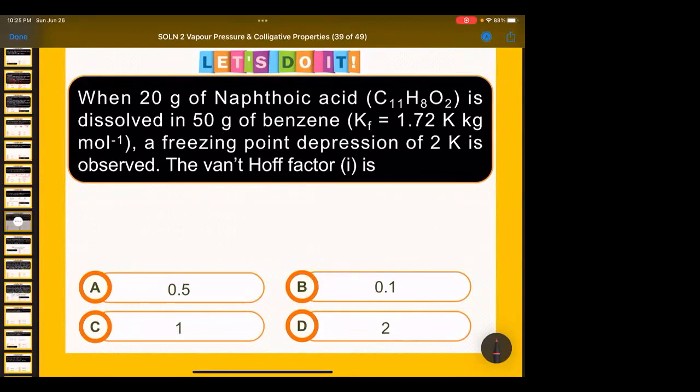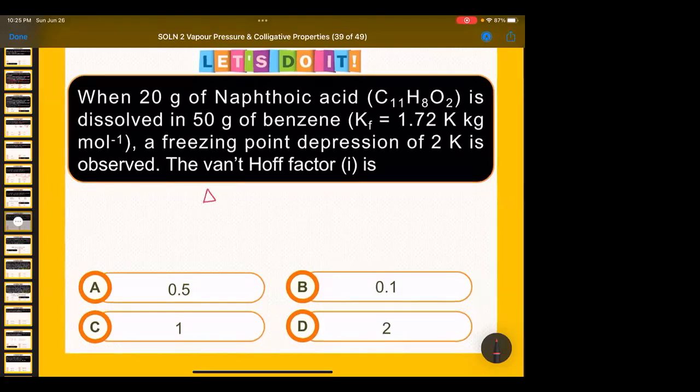So let's do this question first quickly because the time is running out. We just have 5 more minutes. So 20 gram of naphthoic acid is there. This is the solute. It is dissolved in 50 gram of benzene, which is the solvent. The freezing point depression is 2 K, the observed one, by considering the dissociation of the naphthoic acid. So delta TF is equal to i into KF into molality.